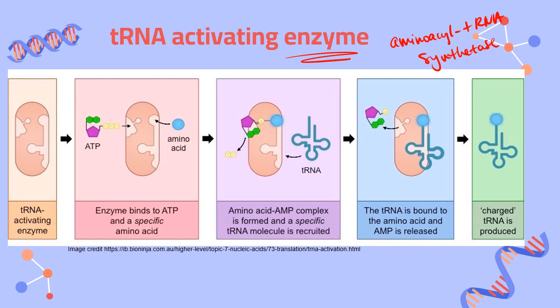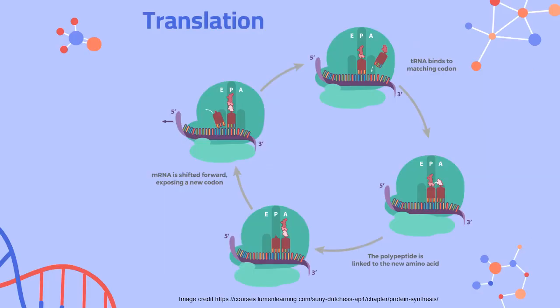So these guys, again, are super shape dependent. The shape of each transfer RNA activating enzyme will bind to the shape of a specific amino acid and the shape of a specific transfer RNA molecule. We use some ATP and that phosphorylation to give energy to the enzyme so that it can bind together exactly the right amino acid with exactly the right transfer RNA. And then we have what we call a charged transfer RNA ready to carry that amino acid to the ribosome. And when that transfer RNA gets to the ribosome, all kinds of magic happens.